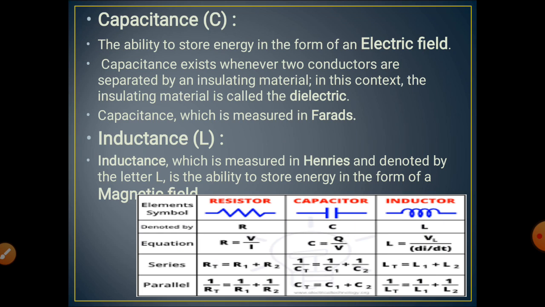Next one is capacitance and inductance. Both are storage devices, energy storing devices. Capacitance is the ability to store energy in the form of electrical field, that means electrostatic field. Inductance is also a storage device and stores energy in the form of magnetic field. These are the basic differences between capacitance and inductance. Capacitance unit is farad. Inductance unit is Henry.